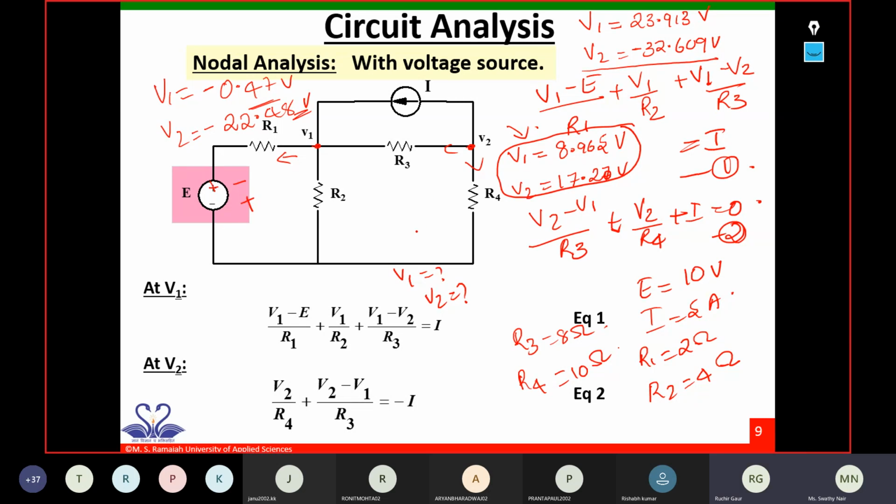Okay. V2 is minus 17.24 volts. Okay. Check it. Since I haven't solved it, I will tell you next class. I have not gotten the calculator today.